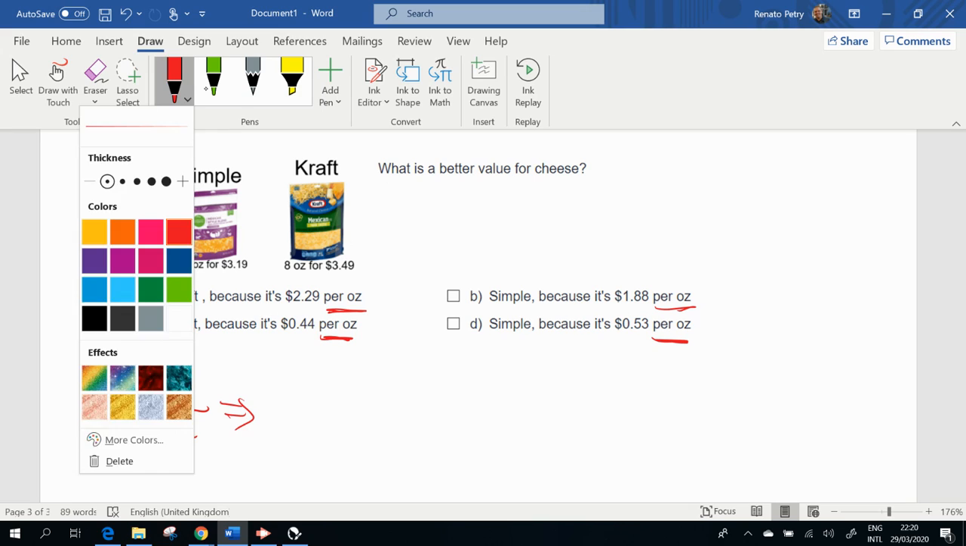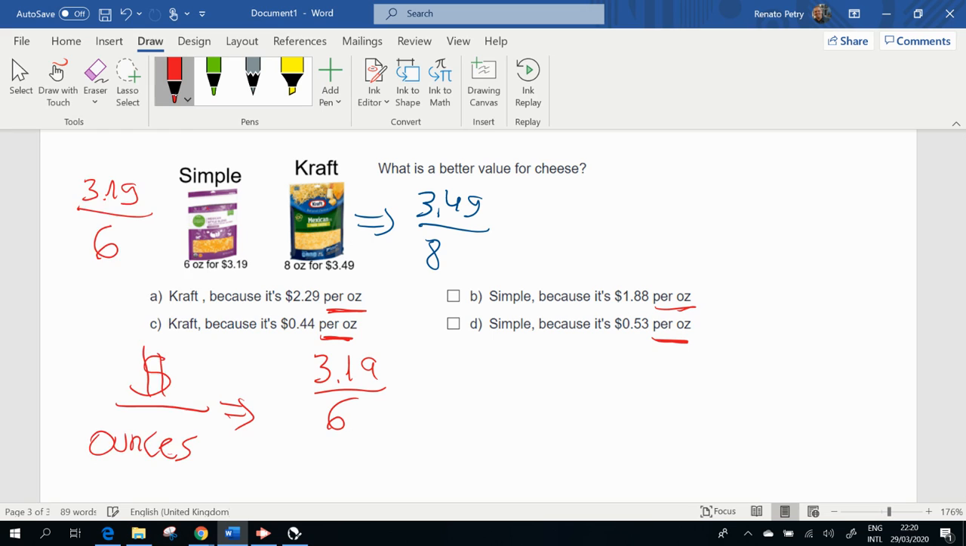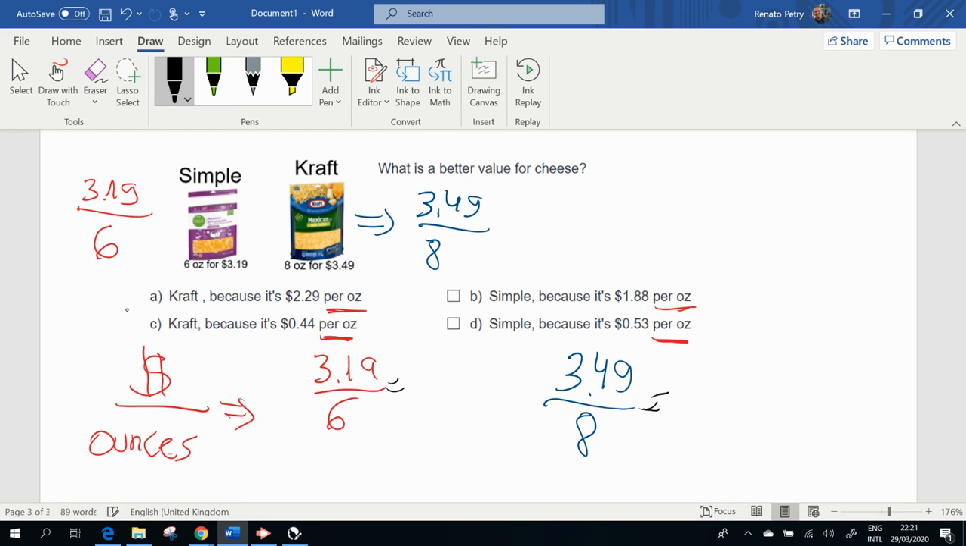So I do it for Simple. For Simple, that would be 3.19 over 6. And for Craft, that would be 3.49 over 8 ounces. So these are my two ratios. I have the $3.19 over 6, and I have $3.49 for every 8 ounces. Now it's simply dividing and finding my unit rate, which means the amount of dollars per ounce.